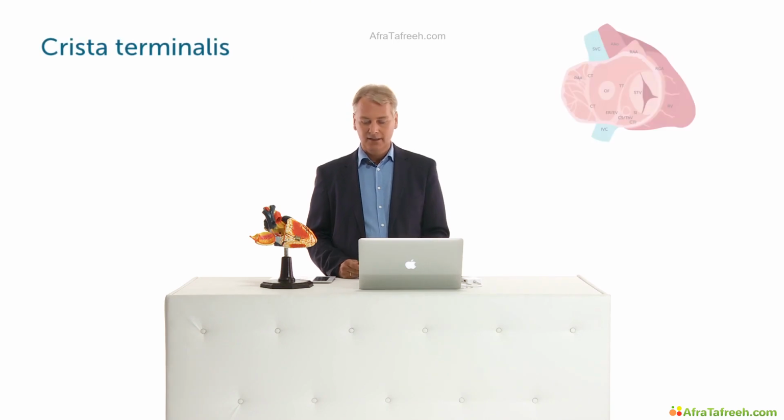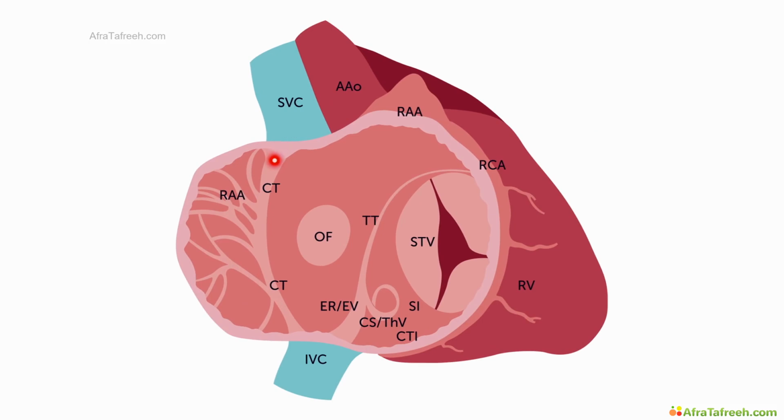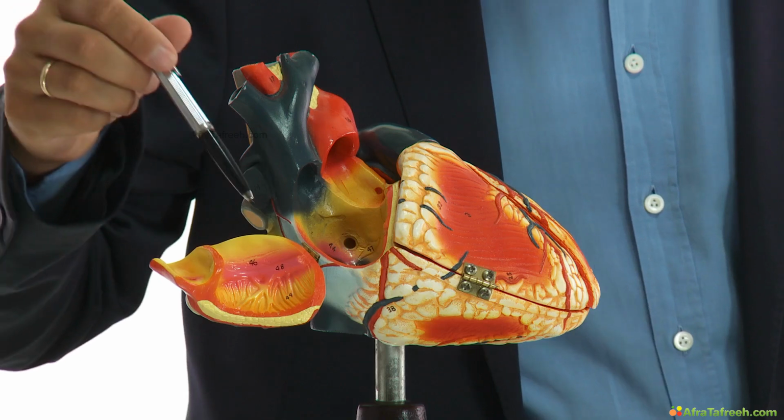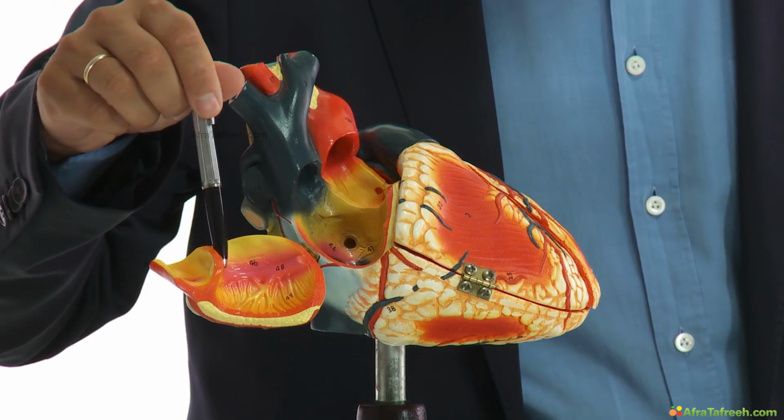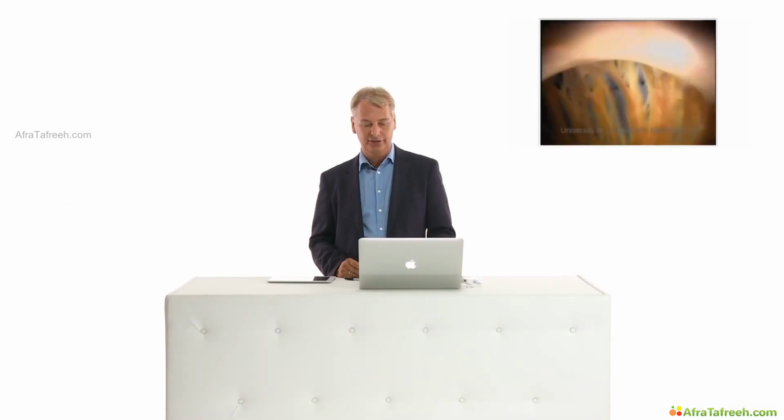The next structure of the heart that frequently leads to the misdiagnosis of a tumor is the crista terminalis. What is it? Well, it's a ridge that actually expands from the superior to the inferior aspect of the right atrium, kind of separating the right atrium from the right atrial appendage. I will show you here on the model what I mean. The crista terminalis is the red structure right here. It's a ridge. Now let's take a look at the crista terminalis from inside the heart.